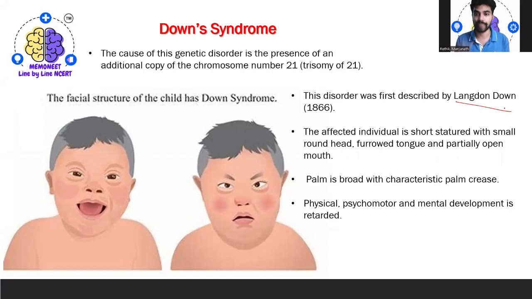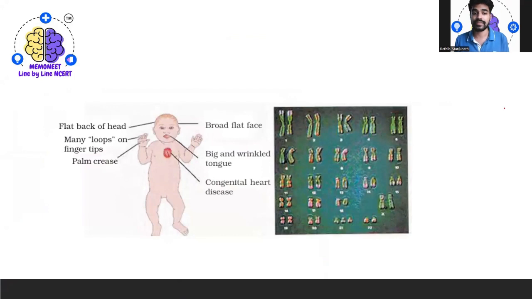His palm is broad with characteristic palm creases, and when it comes to his physical appearance and his mental status, it is retarded, that is an abnormal condition. You can see in this figure how abnormal the baby is, right? And this is the total number of chromosome sets.